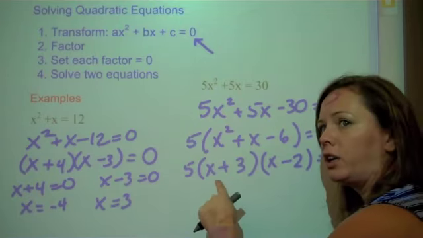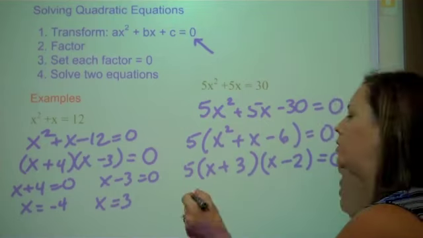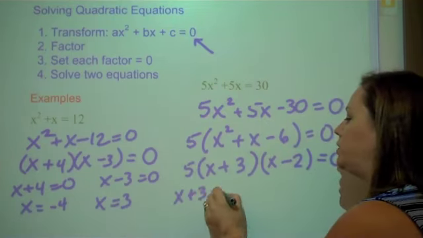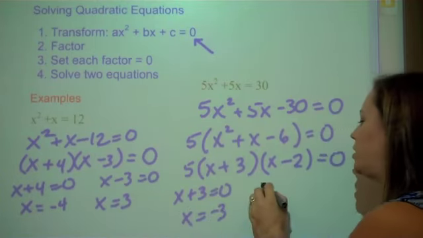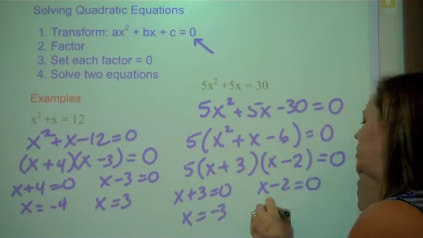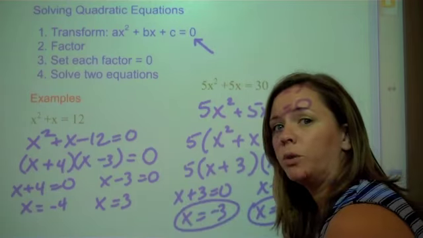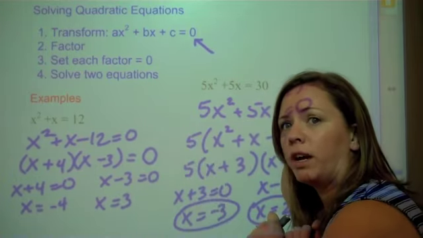And again, right here, all we need to do is set each factor equal to 0. We don't really need to worry about the coefficient. So either x plus 3 equals 0, subtract 3 from both sides and x equals negative 3, or x minus 2 equals 0, add 2 to both sides, and x equals positive 2. That's how you can use your factoring techniques to help you solve your quadratic equations.